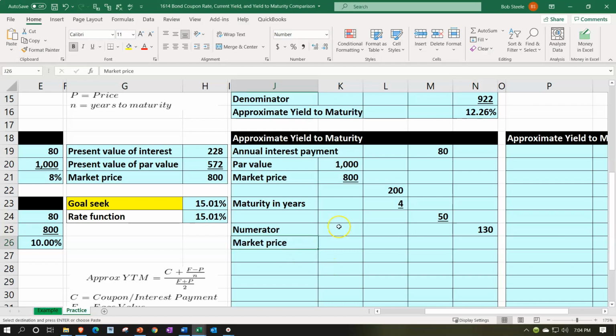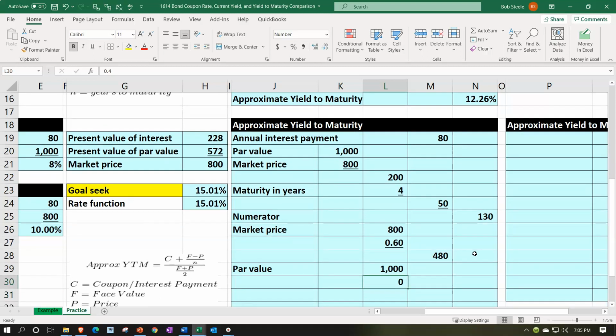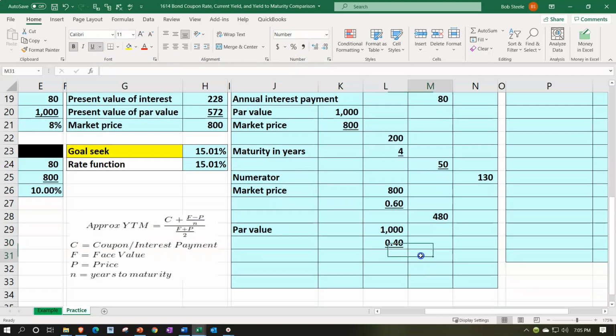So we'll do this a couple different ways. We're going to say the market price will be equal to the 800. We're going to multiply that times 0.6 and go to the font group and underline, numbers, add a couple decimals, multiply that out. That's going to be equal to the 800 times the 0.6. And then we're going to pick up the par value, which is going to be equal to the 1,000. Multiply that times 0.4, adding a decimal. And this will be the 1,000 times the 40%.